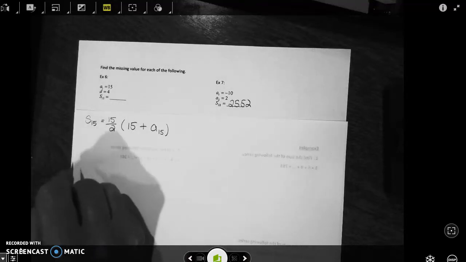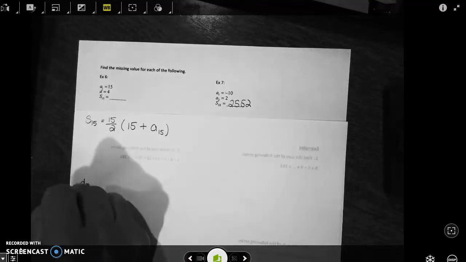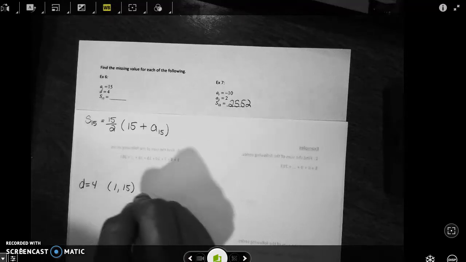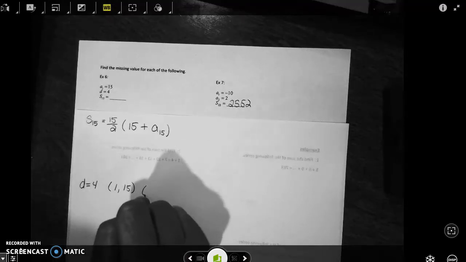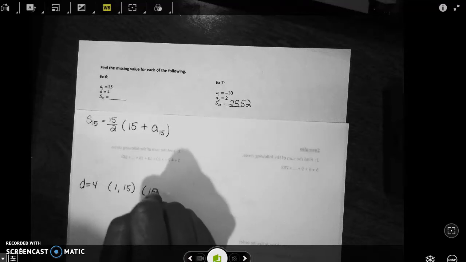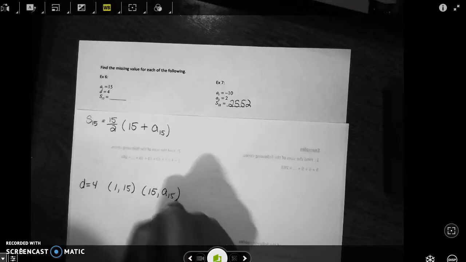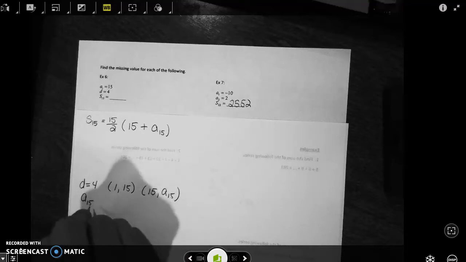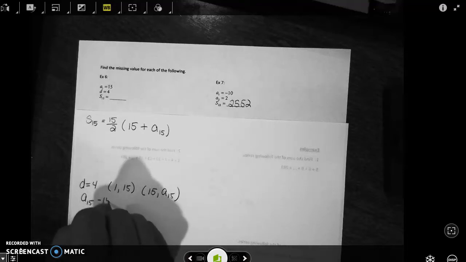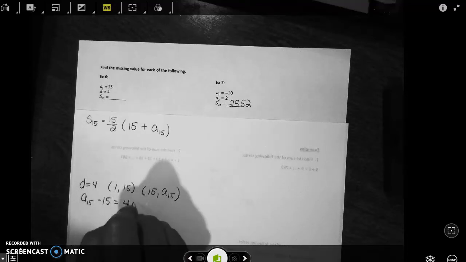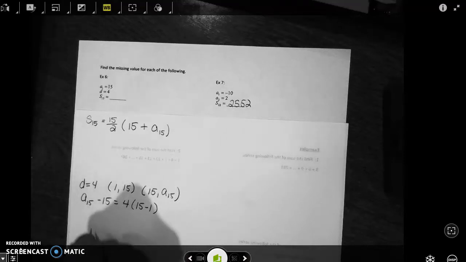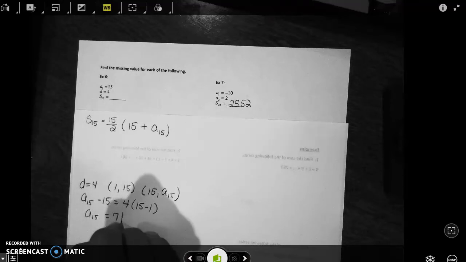So I'm going to come to the side, and again, I do know the common difference. I know 1, 15 is a point that would be on our line, and I know N is 15, and I need to find A sub 15. So I'm going to plug that into my point slope formula, changing Y. So A sub 15 minus 15 will equal the common difference or the slope, and your change in X, 15 minus 1. And so when I do that, I get A sub 15 is 71.